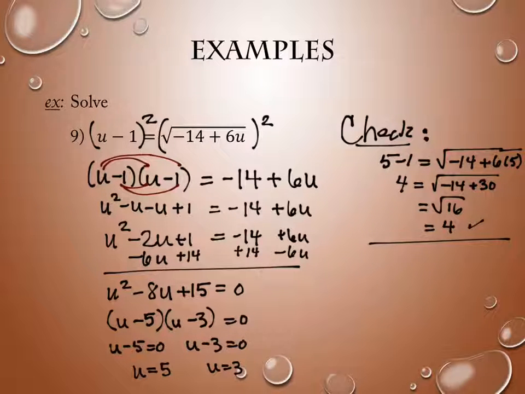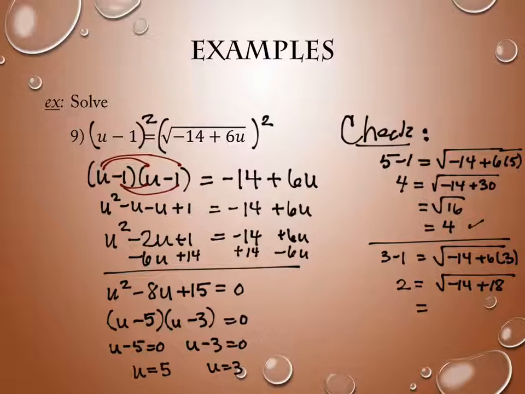And then I have 3. So I have 3 minus 1, and we have the square root of negative 14 plus 6 times 3. 3 minus 1 is 2. 6 times 3 is 18. So what's the square root of negative 14 plus 18? Yep, square root of 4, which is 2. That one checks out. So on this one, both of these solutions, u equal 5 and 3, also work.